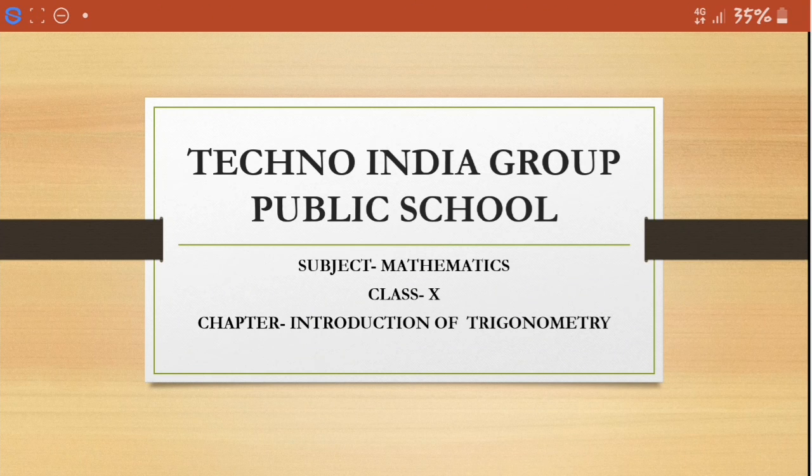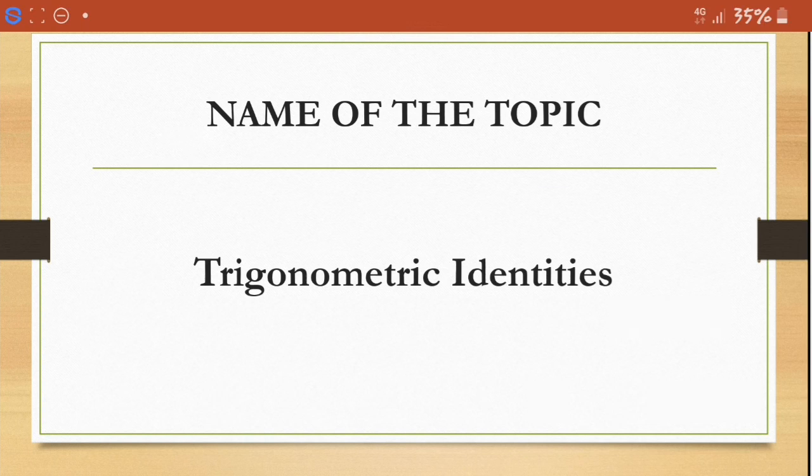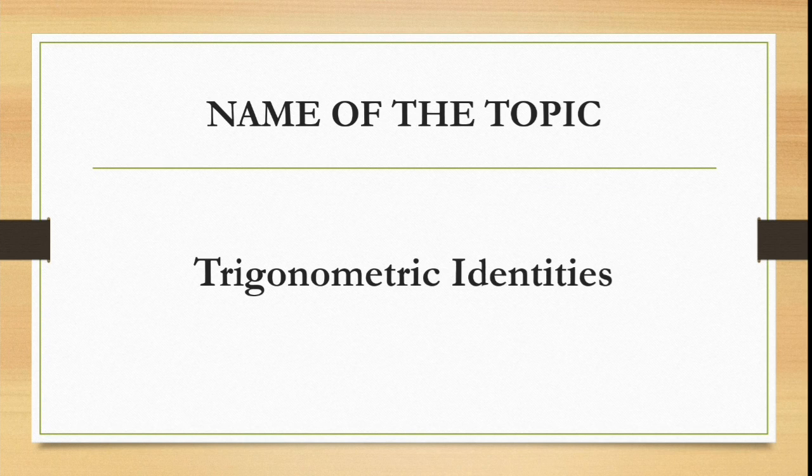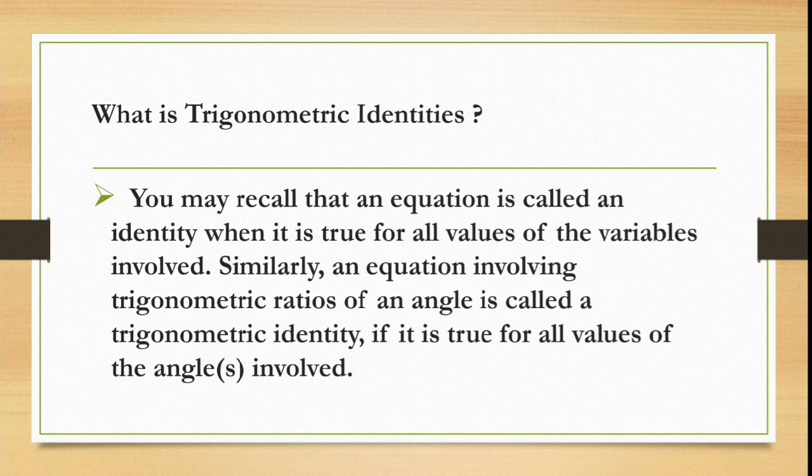Hello students, today we will discuss trigonometric identities from the chapter Introduction to Trigonometry. So our first question is, what is a trigonometric identity? You know about identities such as (a plus b) whole square, (a minus b) whole square, a square minus b square. These are identities, right? Now, what are trigonometric identities?